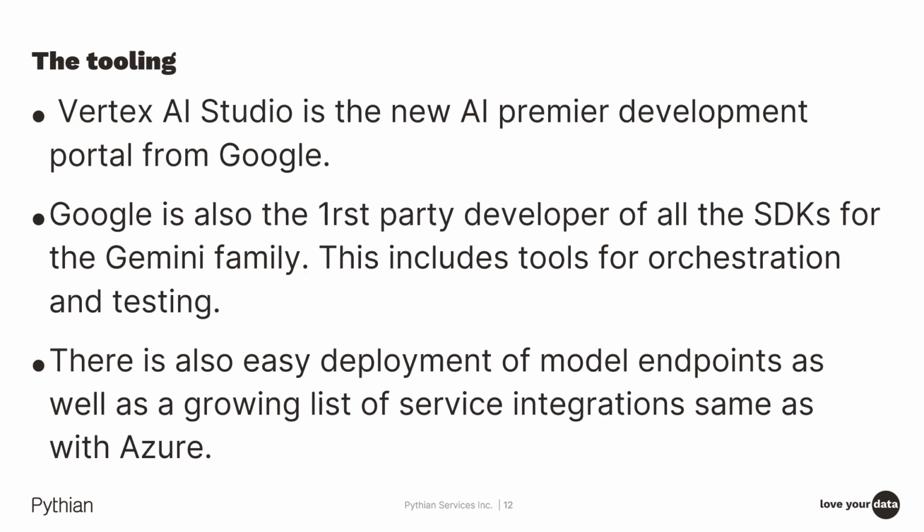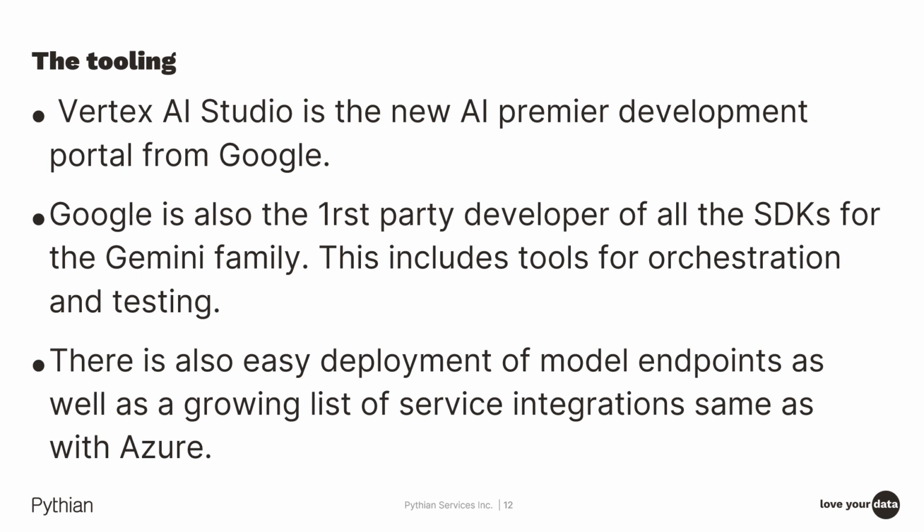In terms of tooling, Google's flagship AI service, called Vertex AI, has introduced the Vertex AI Studio, the new premier AI development portal from Google, and it is going to be the focus of our Google Cloud demo. Google is also the first-party developer of all the different SDKs for the Gemini family, which gives Google a really good advantage in being able to direct the development of its own model. This includes tools for orchestration and testing of the Gemini family too.